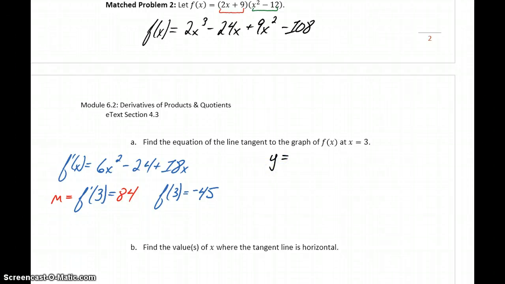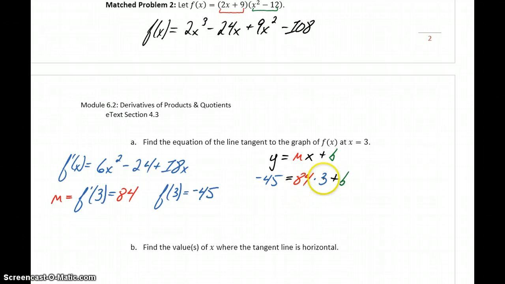So then we can turn to the slope-intercept form, y equals mx plus b. We've already found our slope, which is 84. And we know x and y values that our line passes through. So it passes through x equals 3, y equals negative 45. So we can substitute in negative 45 equals 84 times 3 plus that unknown y-intercept b.